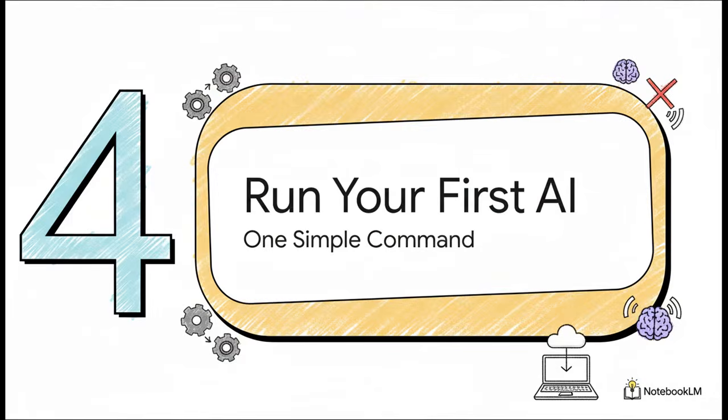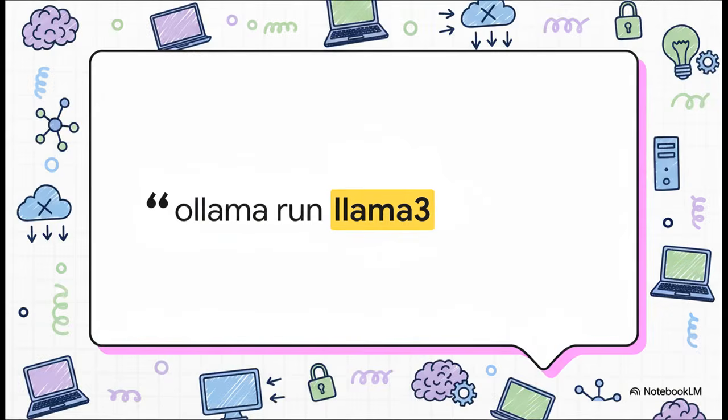Now for the fun part. This is where it all comes together. With Ollama installed, you are just one single command away from having a conversation with your very own private AI. This is it. This is the magic command. You just type Ollama run Llama 3 into that terminal window and hit enter. The first time you do this, Ollama automatically goes out and downloads Meta's powerful Llama 3 model for you. After that, it just instantly launches it ready to go.